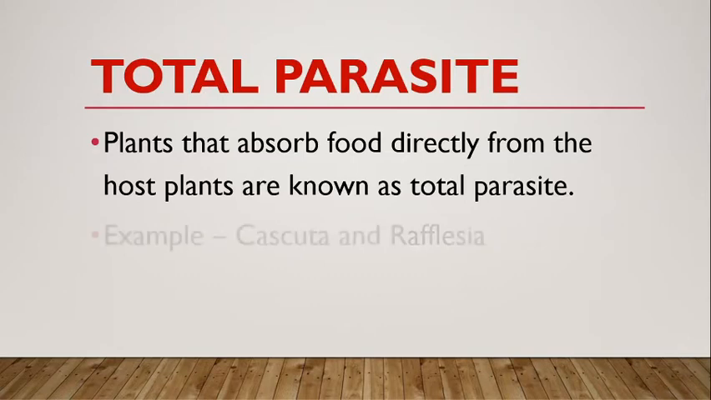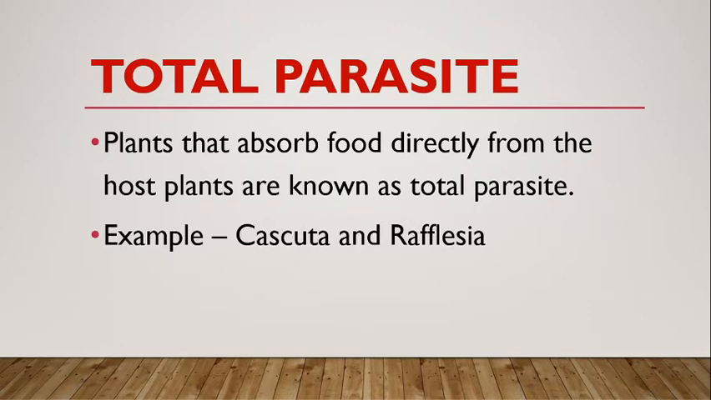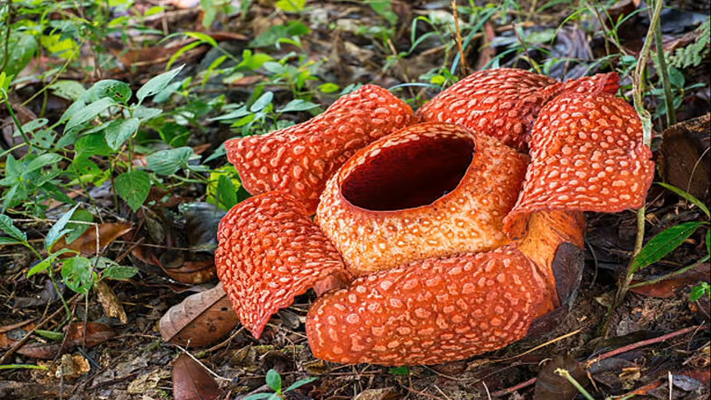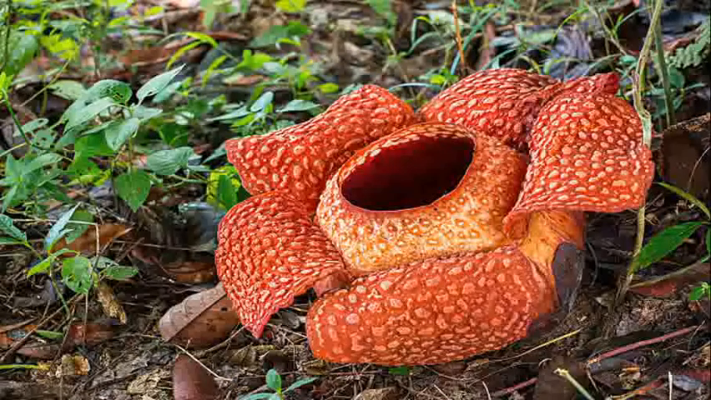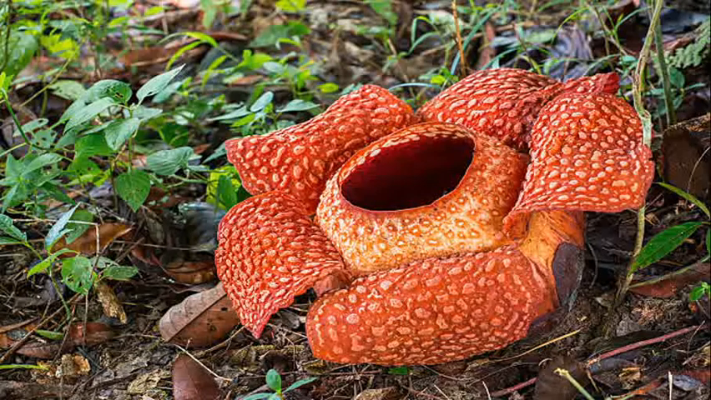Now the examples for total parasite are Cuscuta and Rafflesia. Do you know the fact that Rafflesia is the largest flower in the world? If not, keep it in mind. It can be asked for any quiz. So this is the picture of Rafflesia and this is the largest flower in the world. So what is the definition for total parasite? Yes, you're right. Plants that absorb food directly from the host plant are known as total parasites.